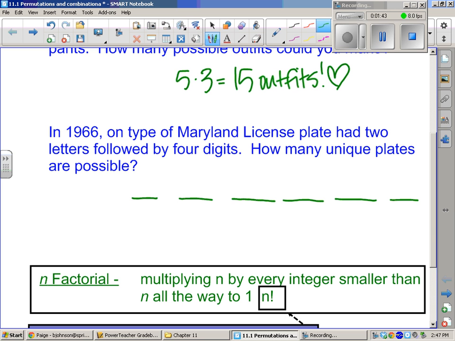Now, how many, Miss Johnson, this is a quiz for you. How many letters are there in the alphabet? 26. That's good. That's not my area of expertise, but I'm pretty sure. We're math, we're not English. 26. Okay, so 26 goes in that first blank.